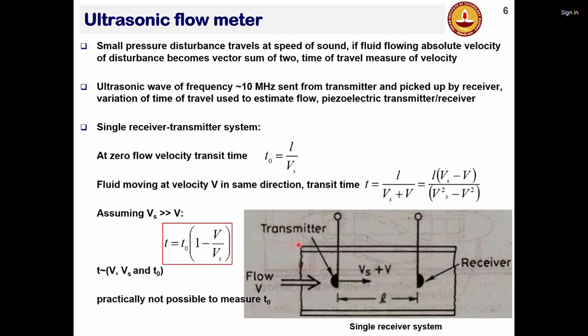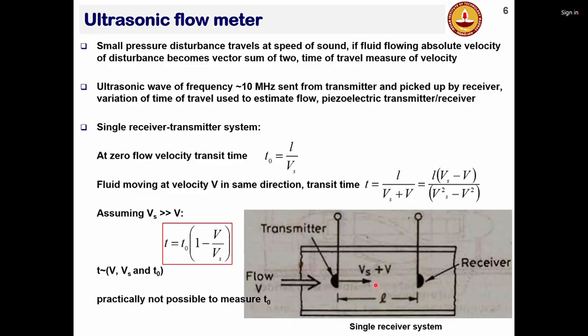So for example, this is the tube, and this is the flow direction from left to right. Here is the transmitter, here is the receiver, and this transmitter basically is sending out the sound wave signal at a velocity Vs, the sound wave velocity. Now, since there is a flow velocity, these two superimpose. That means the sound wave travels faster at a velocity of Vs plus the flow velocity. And let's say the distance between the transmitter and receiver is L.